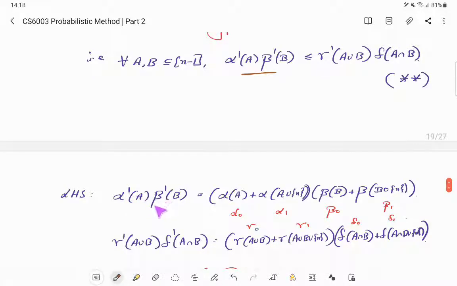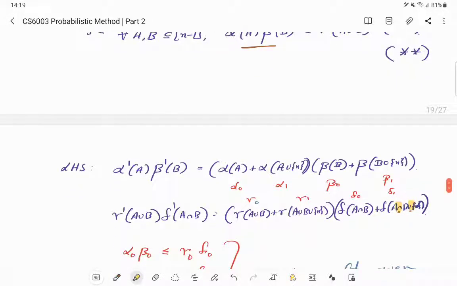This is alpha prime of A, beta prime of B, which, using the definition of alpha prime and beta prime, I can expand as follows. Alpha prime of A is alpha of A plus alpha of A union N. Similarly, beta prime of B is beta of B plus beta of B union N. Similarly, on the right hand side, gamma prime of A union B is gamma of the set A union B plus gamma of that set union N, which is A union B union N. Similarly, delta prime is delta of that set plus delta of that set union N. So remember, this is A intersection B union N. Remember, one is an intersection, one is a union.